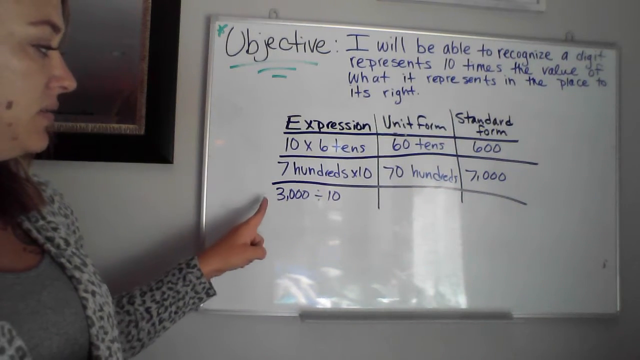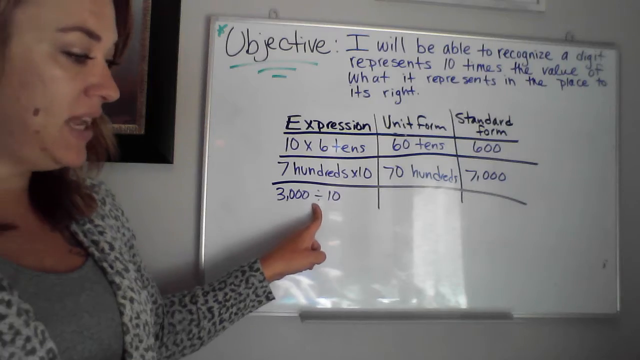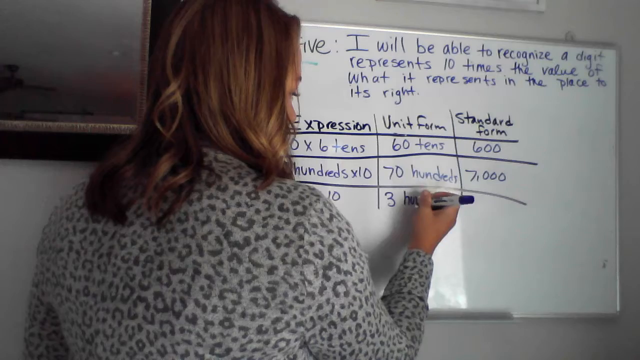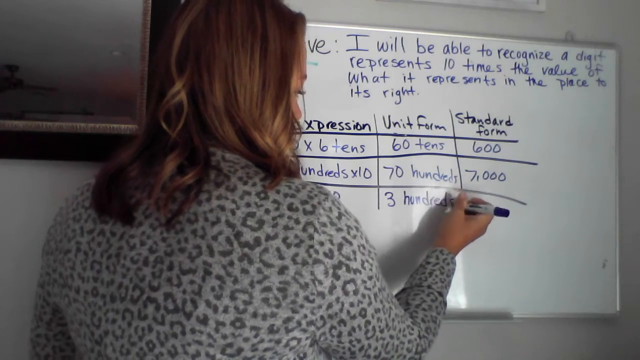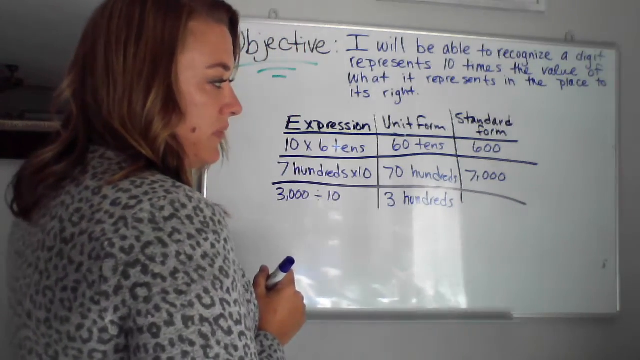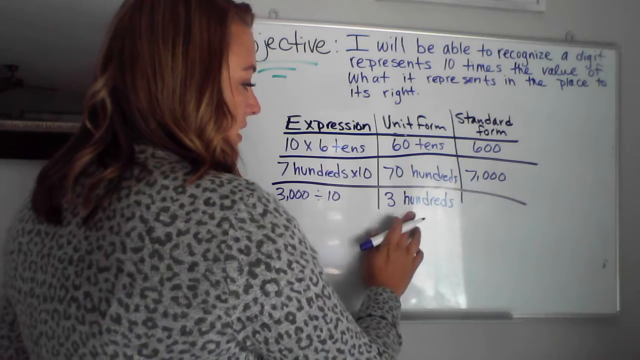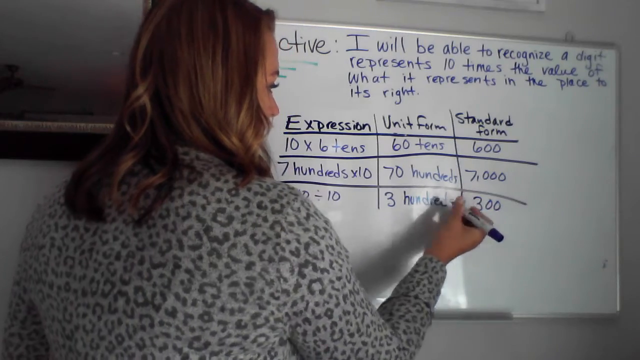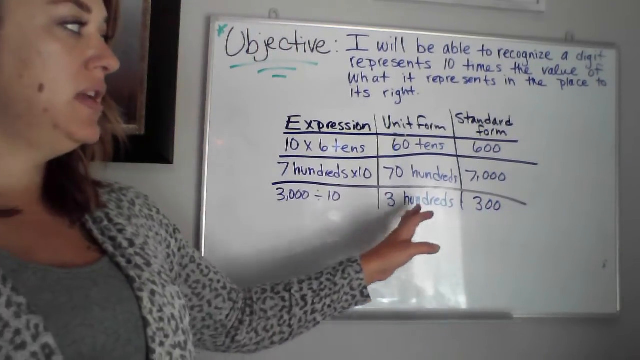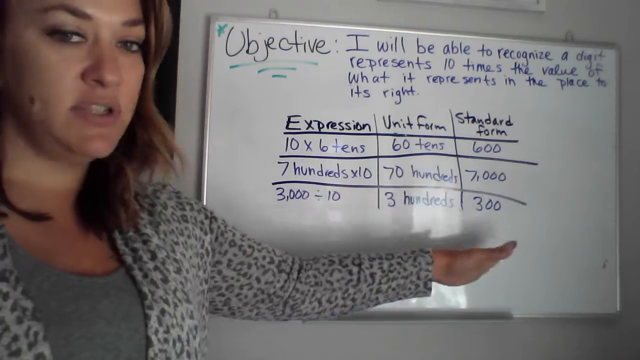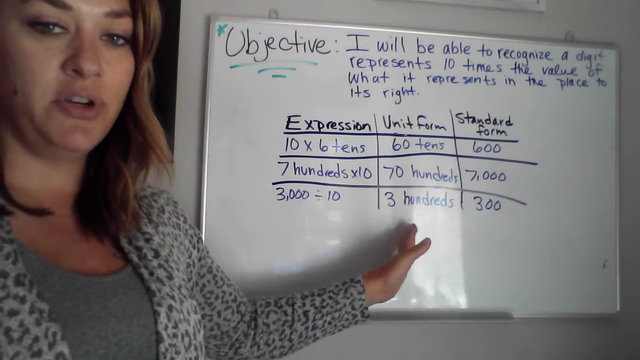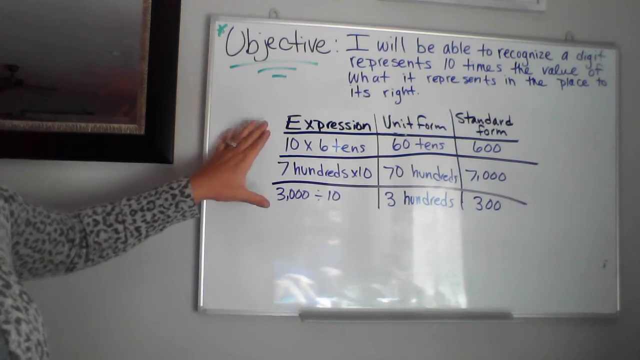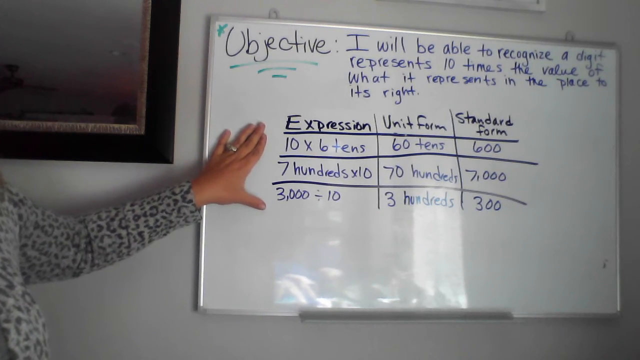Then we have our division one, so 3,000 divided by 10 is going to give us 3 hundreds. And our standard form would be, just as we read this, we would write it with the digits. So 300. Expression, unit, standard. Standard form is just how we normally write numbers. Unit form, I'm telling you how many I have of that particular unit. And then our expression is the math.